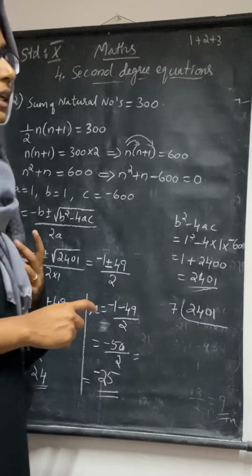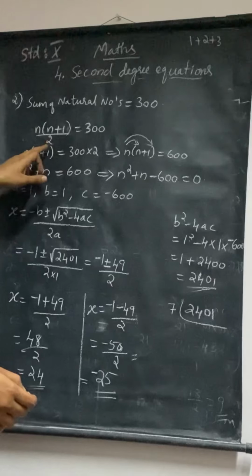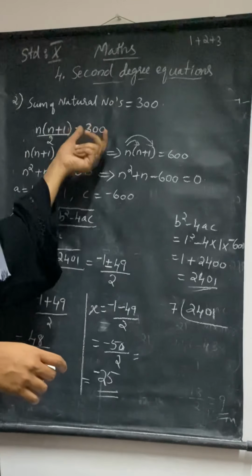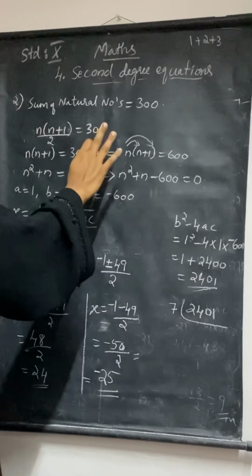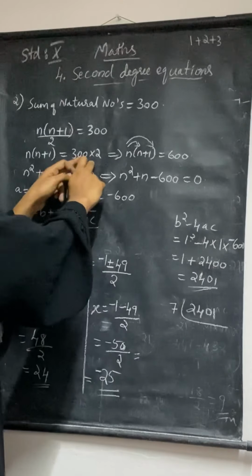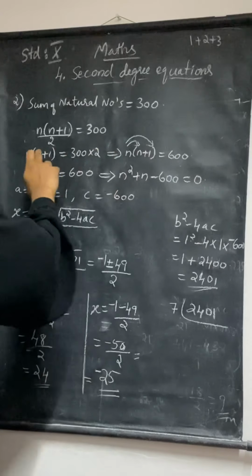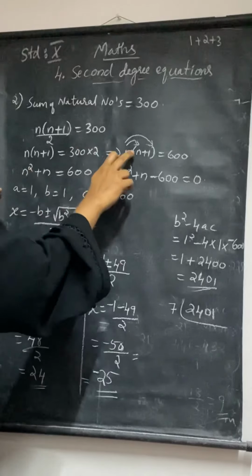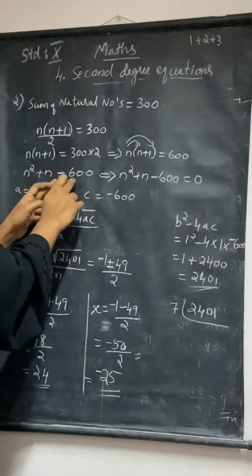We know the formula for the sum of the natural numbers we have studied: n into (n + 1) by 2. That sum is given as 300, so we can put n(n + 1)/2 = 300 and form an equation. The 2 I can bring across, becoming multiplication, so 300 into 2 will be 600. Next, multiplying inside: n into n is n², n into 1 is n, equals 600.